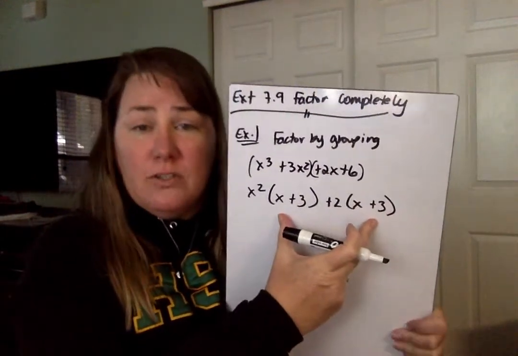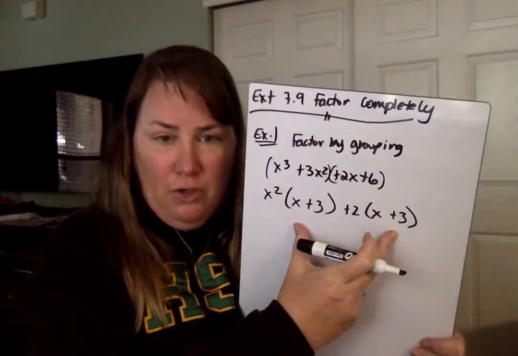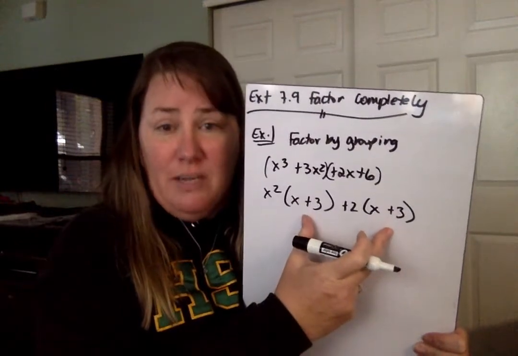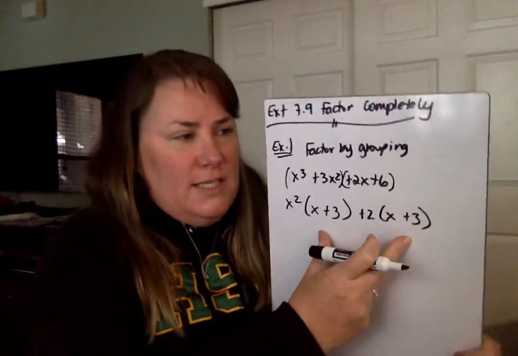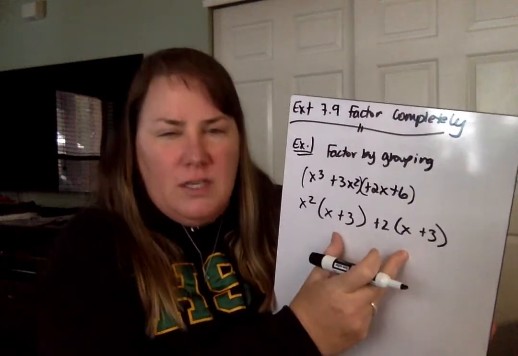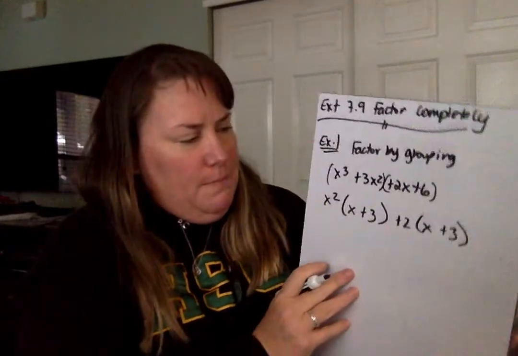Hopefully you caught on that these are the same binomials. And that is the whole point of factoring by grouping. So when you factor this by grouping, you are trying to get the same binomial. You want to think of it as kind of like a common denominator. What is the common denominator within both of these groups? Which is x plus 3.